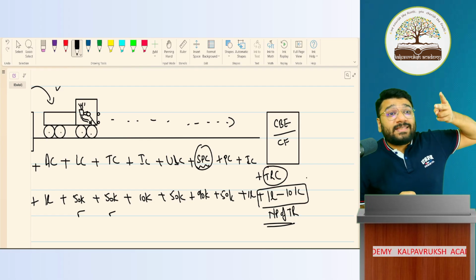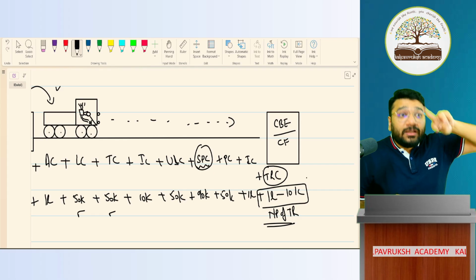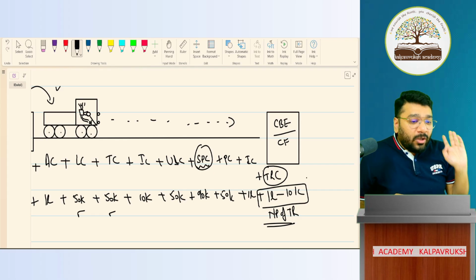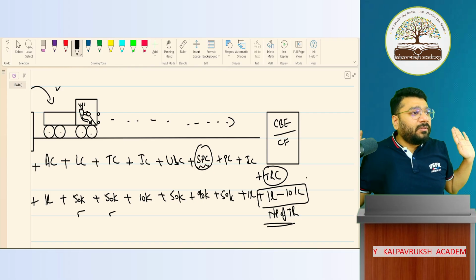So net proceed is there. How much is net proceed? 1 lakh minus 10,000, 90,000. That should be a part of your cost of PPE. Got it, not got it? Now once the trial run is done, everything is over. Nothing else to be done further. Okay, wow. Now that's it.